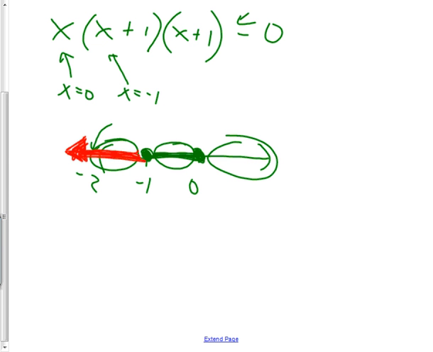Okay, then how do I write the final answer? You'd want to say from -infinity until when does it stop working? 0. Does 0 itself work? So do I use a parenthesis or a bracket? Bracket. And that doesn't work after that, so we're done. Any questions on that one?